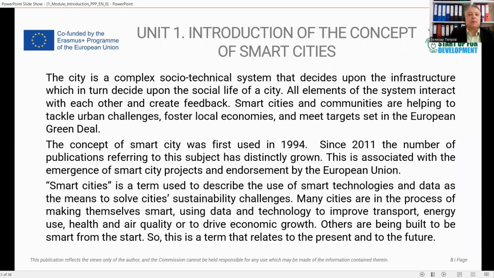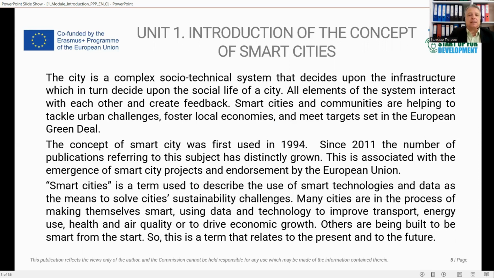The city is a complex socio-technical system that decides upon the infrastructure, which in turn decides upon the social life of the city. All elements of the system interact with each other and create feedback. Smart cities and communities are helping to tackle urban challenges, foster local economies, and meet targets set in the European Green Deal.